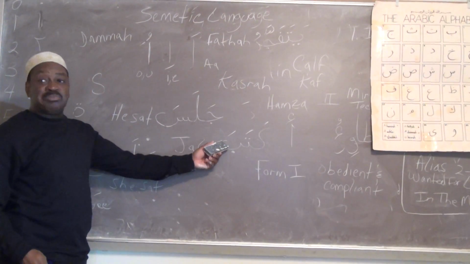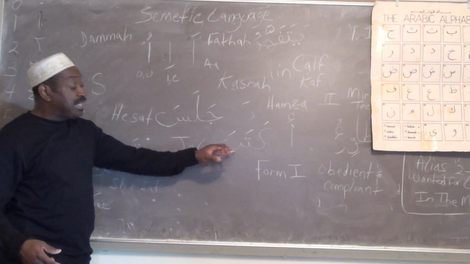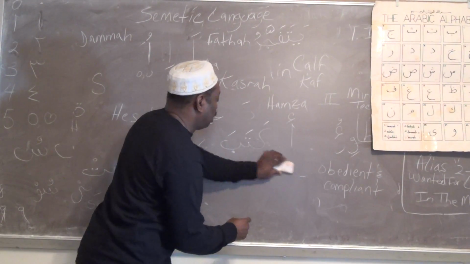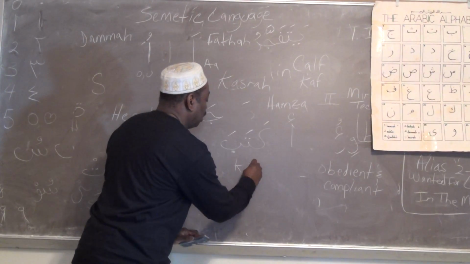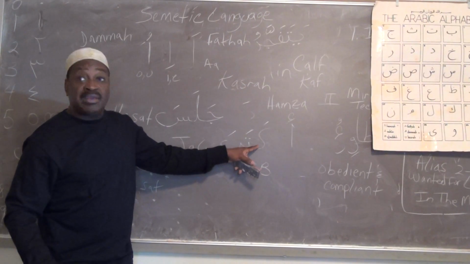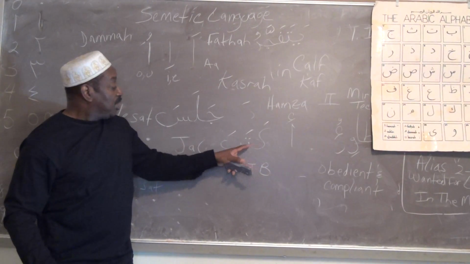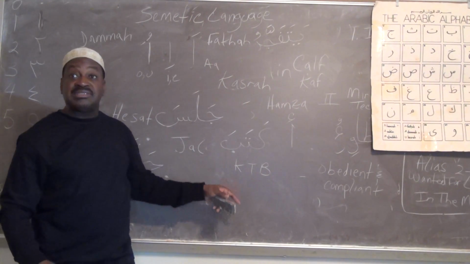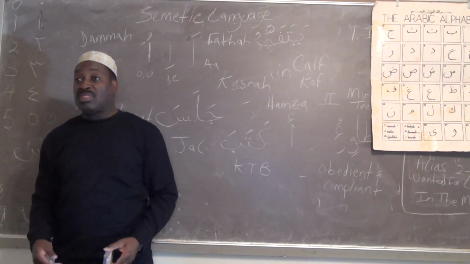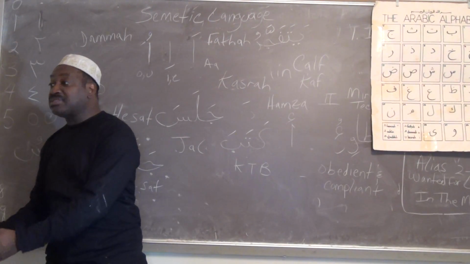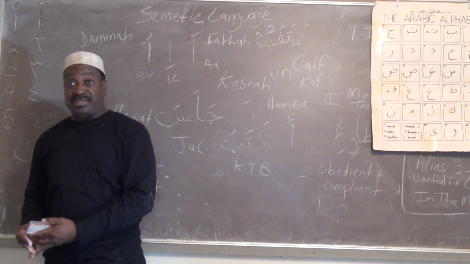So we say that this means he wrote. Notice that the KTB, we got K right here, a kaf, we got ta, and we got ba. So this embodies the act of writing. So we're saying that he wrote, meaning that this is something that has been completed in the past.